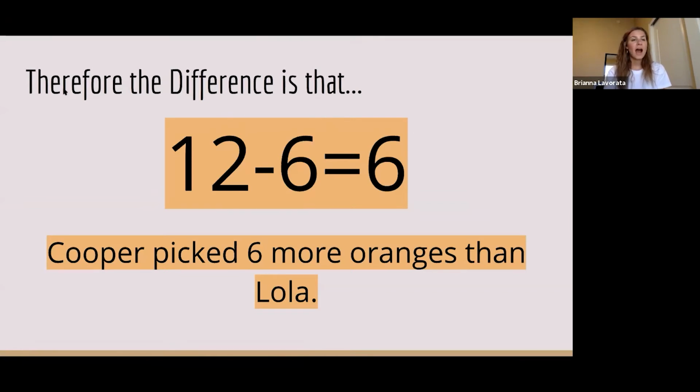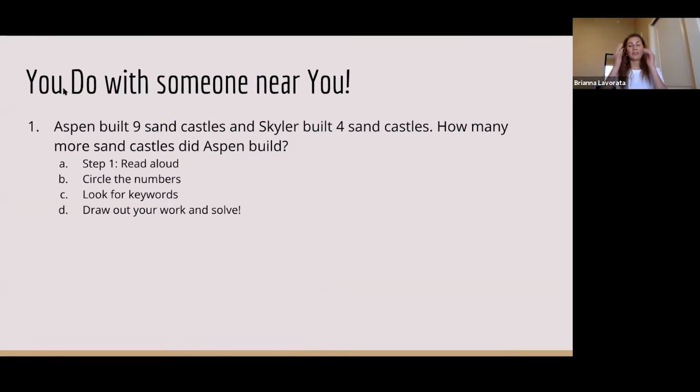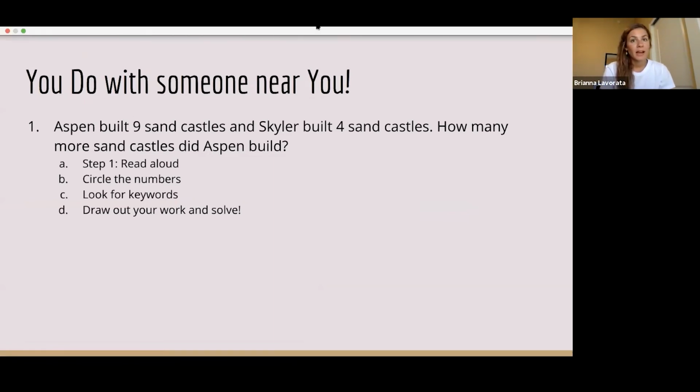So now I want you guys to do this one by yourself or with somebody nearby. Let me go ahead and pull up the correct one that I want you guys to do. So this one here says there are, oh, I don't think that you can see my screen. Sorry, friends.